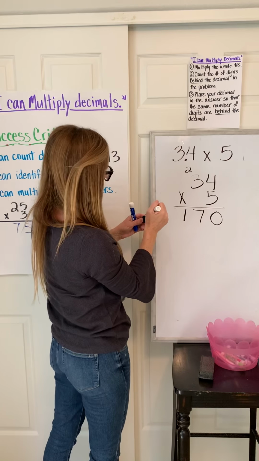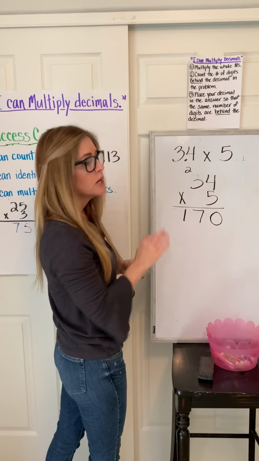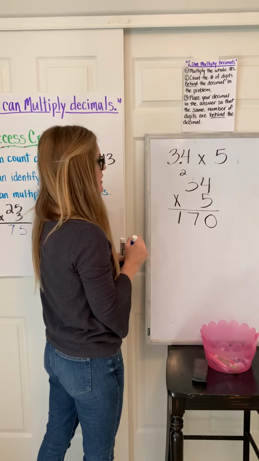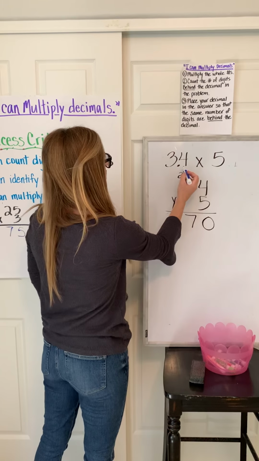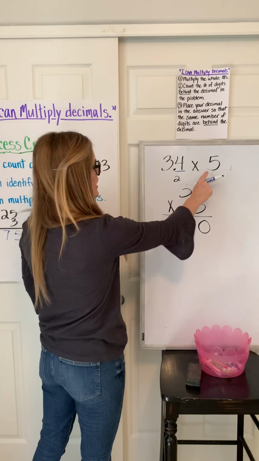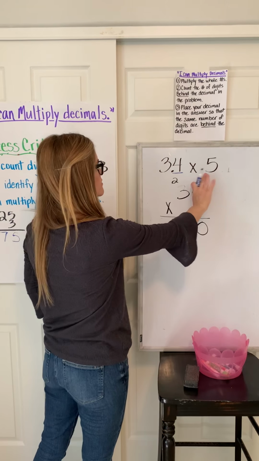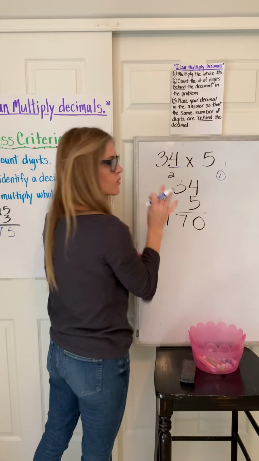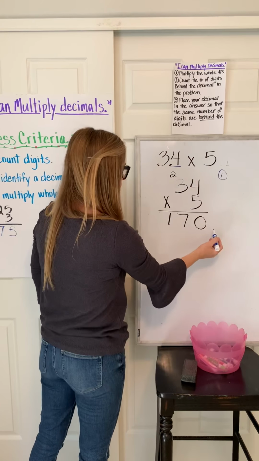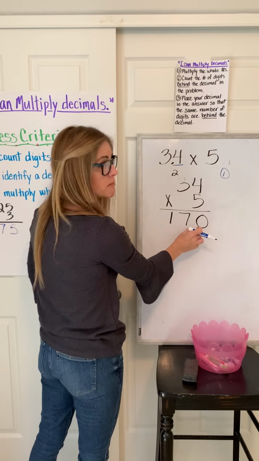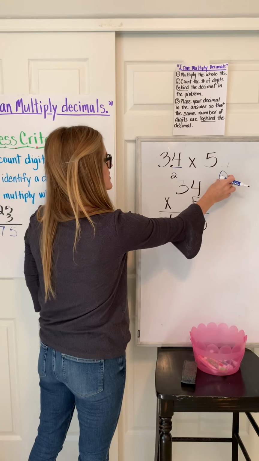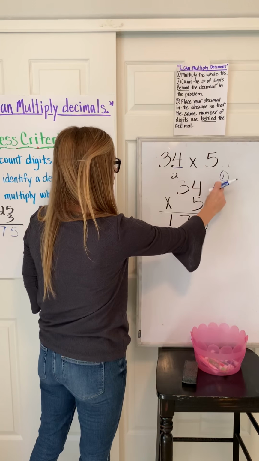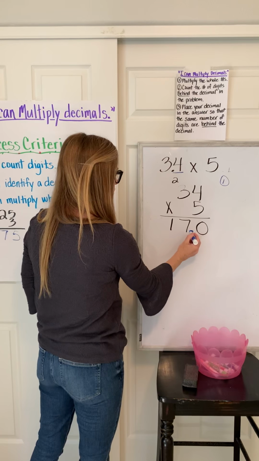Our second step is count the number of digits behind the decimal in the problem. So when I come back to the problem, the number of digits behind the decimal, well, I have 1 here. And here, this is a whole number. I have no decimal digits here. So I just have 1. I'm going to give myself a little 1 to remind myself. I come down, and that means my answer needs to match the number of digits behind the decimal in the problem. So I had 1 behind total here. I'm going to come down here, and I need to place 1 behind here.